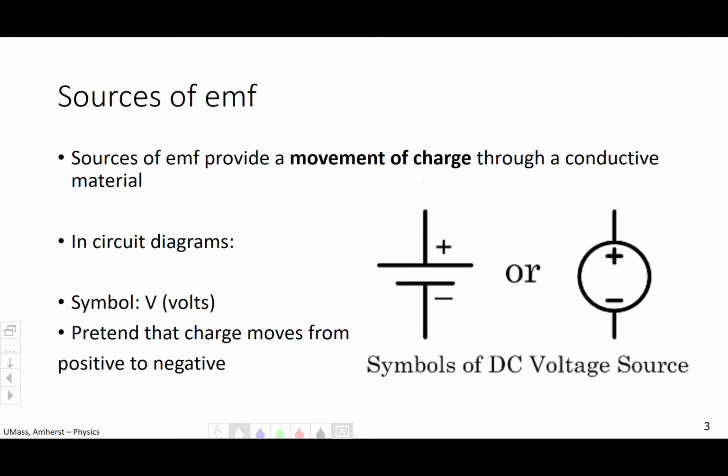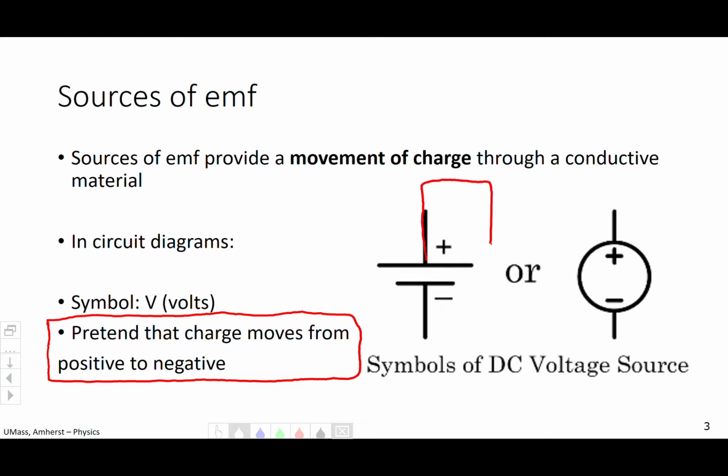The symbol of EMF is V, in volts, and the standard that we are going to use is we are going to pretend that charge moves from positive to negative. So if we had a circuit loop here, we would say that the charge is moving in this direction. That's just the convention. We understand now that it is actually the electrons that move, so the electrons move from negative to positive. However, for drawing circuits, what we want is positive to negative. So that is the right way, right there.